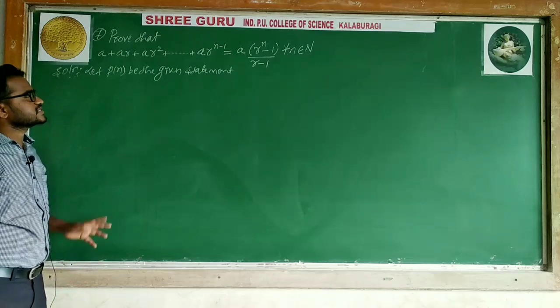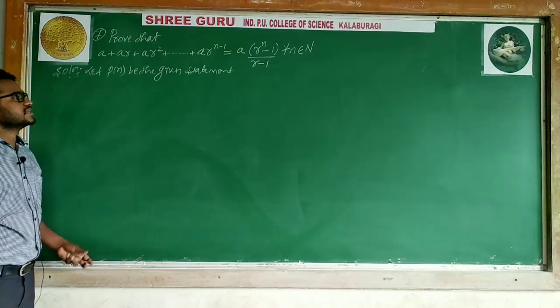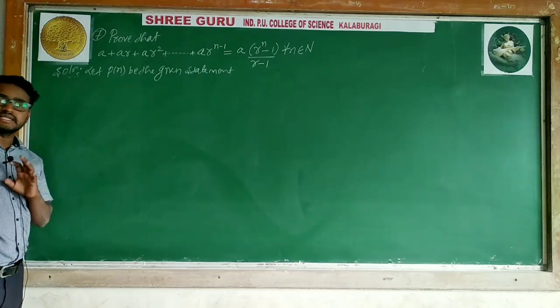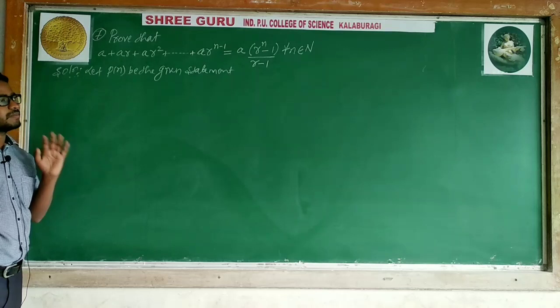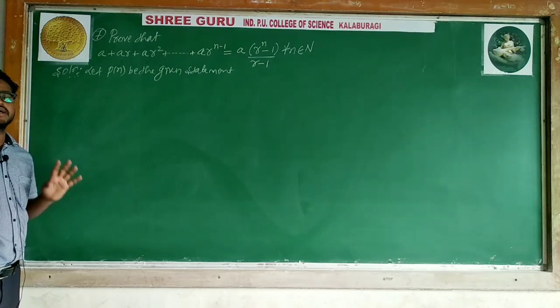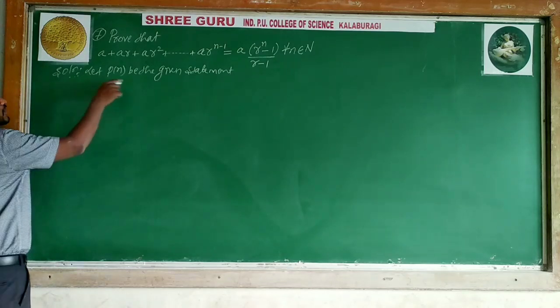Don't feel, every time, sir is taking: let P of n be the given statement. This is a procedure you have to follow compulsorily. This is as usual every time. I said from the beginning, nothing is different. Only the problems and statements are different. According to that, you have to follow the procedure and then prove this given statement is true for all natural numbers.